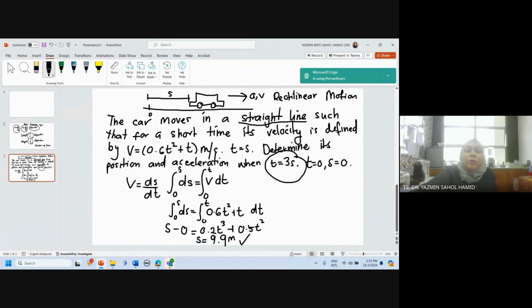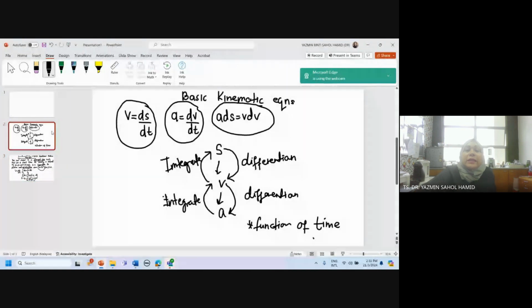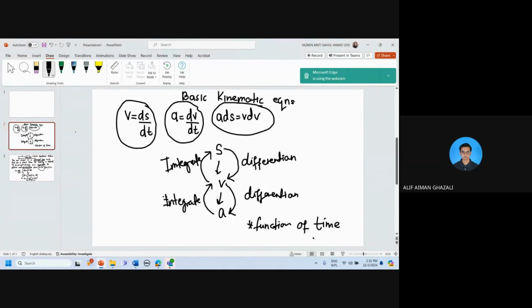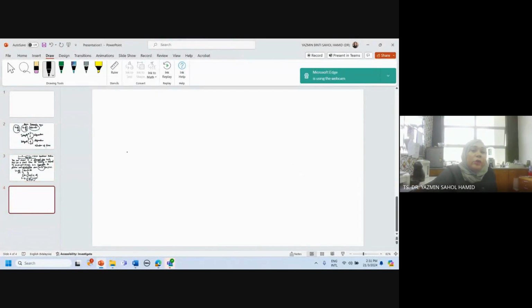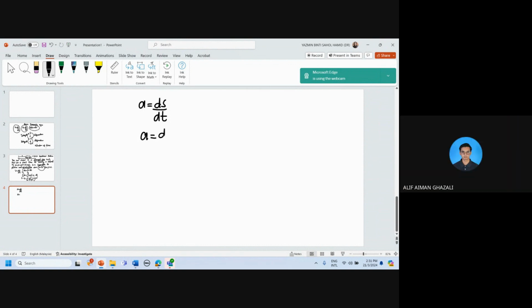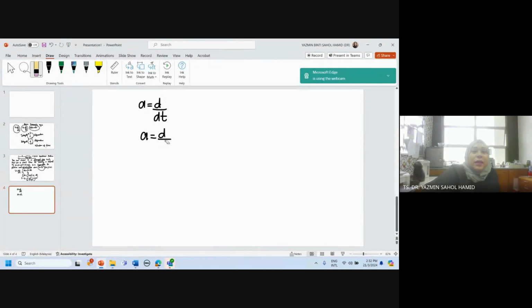So now, how can we find the acceleration? From the velocity, what can we do to find the acceleration? Differentiate. Yes, differentiate. So again, we can do the same thing. The equation that is suitable, that has all the variables, will be a equals to dv over dt.